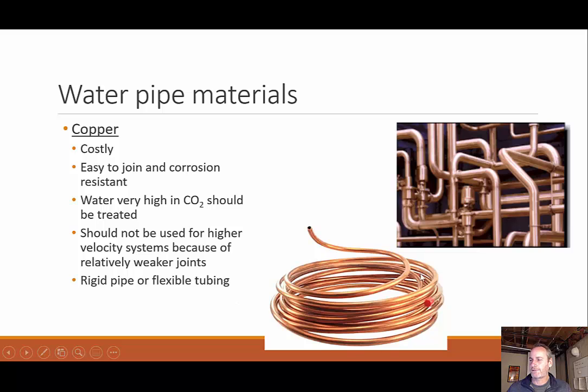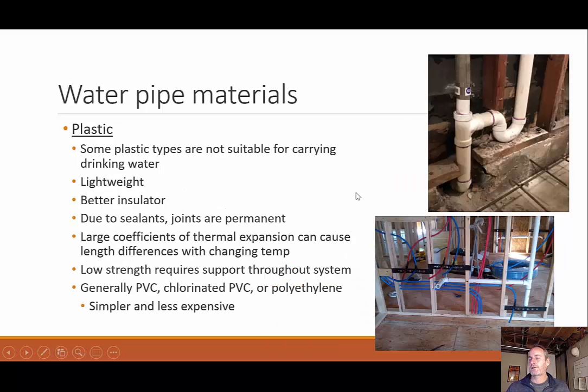Rigid pipe or flexible tubing. I can see I have some flexible tubing for a smaller diameter, lower flow type of pipe. Could also have plastic piping. Some plastic pipes are not suitable for carrying drinking water. We are seeing more and more of it like this. This is like a PEX, which is a name brand plastic made out of polyethylene, and I can see it's color coded, either red for hot, blue for cold, threaded around here.